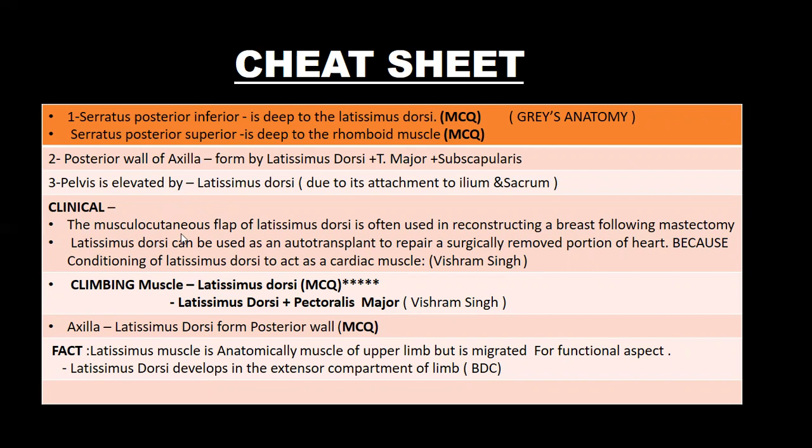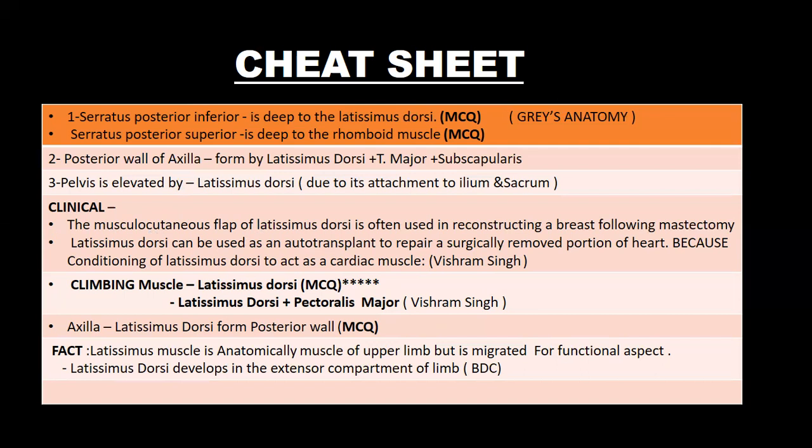The musculocutaneous flap of latissimus dorsi is used to reconstruct the breast after mastectomy. Latissimus dorsi is also used in autotransplant. Why? Because it has the ability to generate oxygen, therefore it acts as a cardiac muscle. So the point to remember is that latissimus dorsi acts as a cardiac muscle. It helps in autotransplant, and it has a musculocutaneous flap.